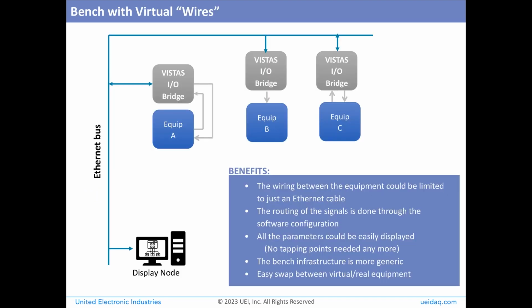Here's an example of a test bench that has various devices. Let's call them A, B, and C. They are interconnected by the Ethernet cable. Any signal routing is accomplished through the software configuration. All the parameters are easily displayed via the display tool. It certainly makes bench testing infrastructure much more simple and generic. And it's easy to substitute a piece of real equipment with a simulated one. After all, it's just a UDP packet riding on that Ethernet bus.